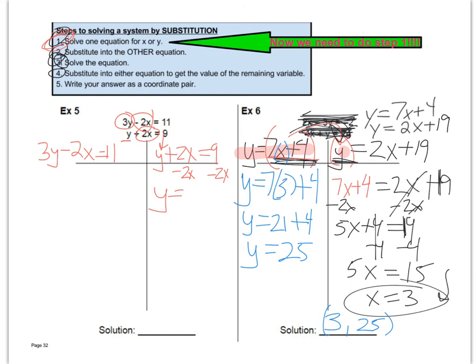So this is like number 9 in your homework. I think it's number 9. Don't quote me. I'm pretty sure, though. Now I have y is equal to 9 minus 2x.